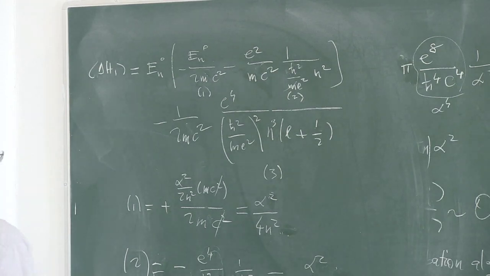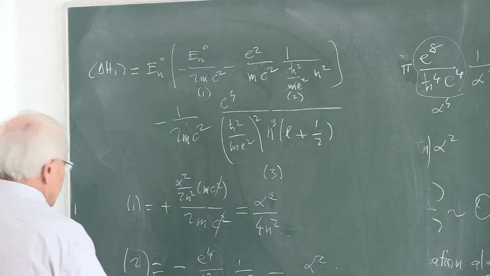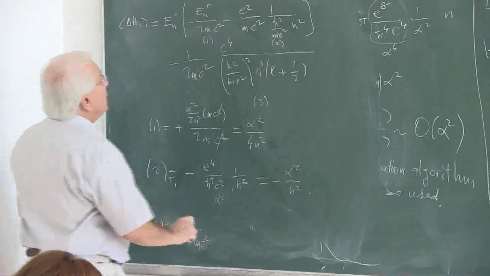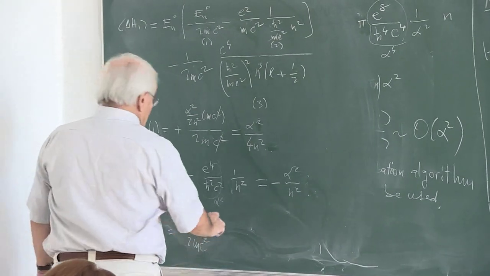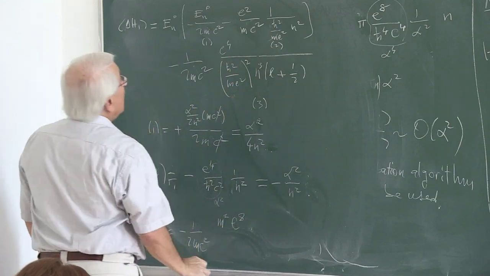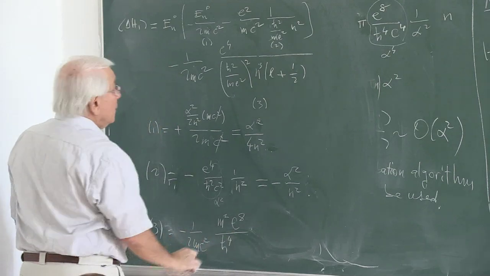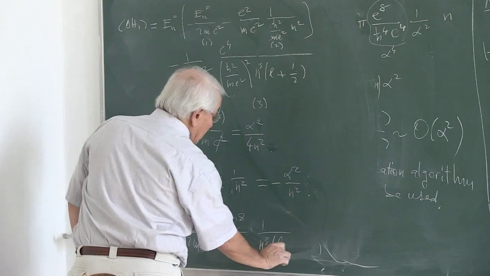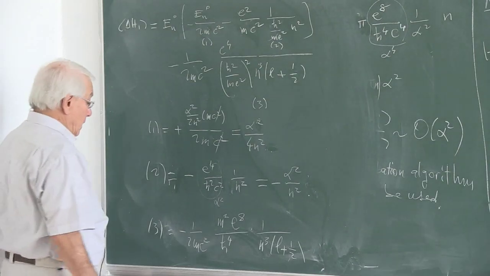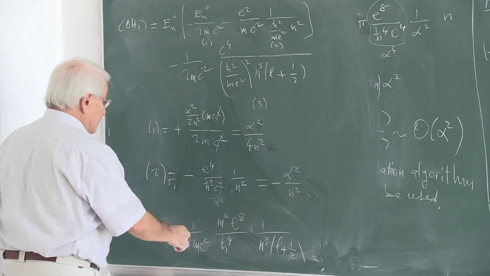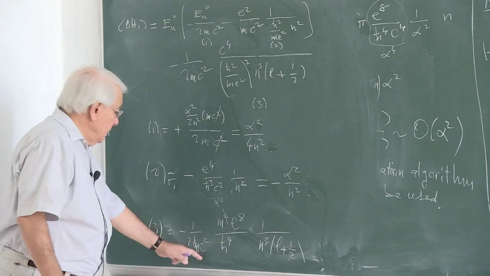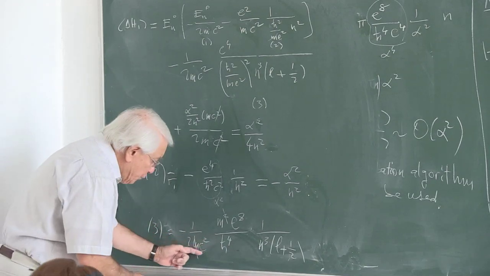So finally, the third term. The third term is again indeed a minus 2mc squared. So m squared comes up, e to the 8, h bar to the 4, 1 over n cube, l plus a half. How nice. Now, I will do the following trick. One of the m's cancels. This m cancels against that m. And I need an additional c squared in here.